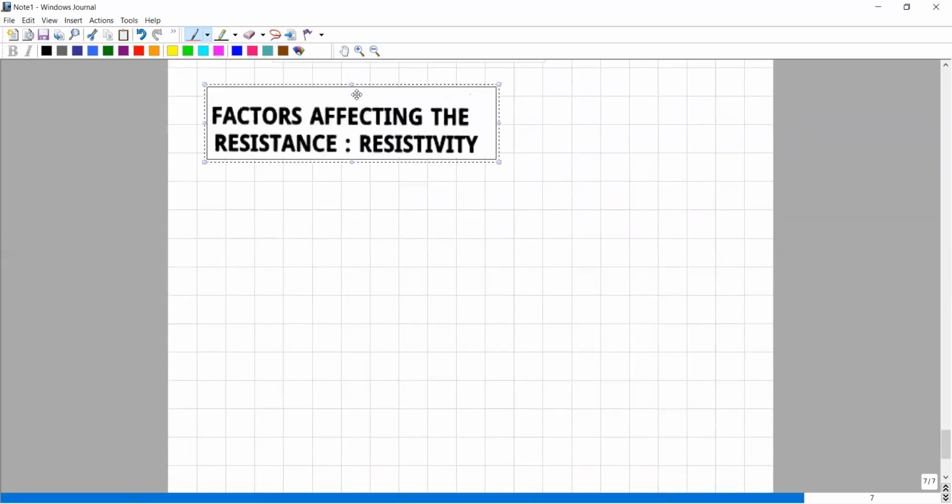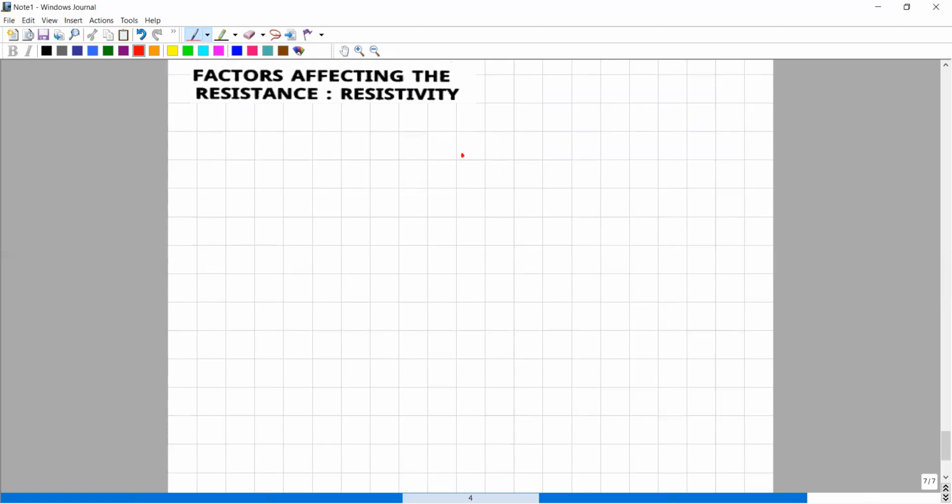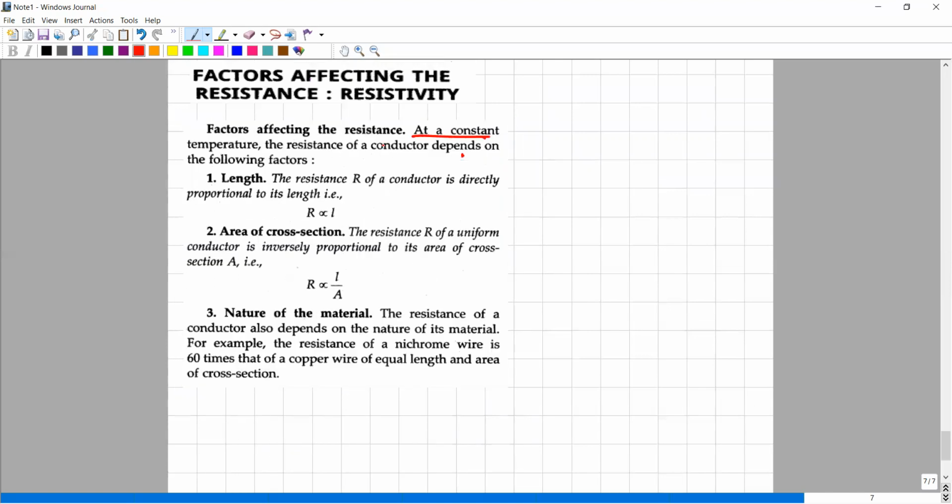So what are the factors affecting the resistance? Resistance is proportional to three factors, but there is a condition here: at a constant temperature. The resistance of the conductor depends upon the following factors. Length, so resistance will be proportional to length. Longer the wire, more will be the resistance. Very simple.